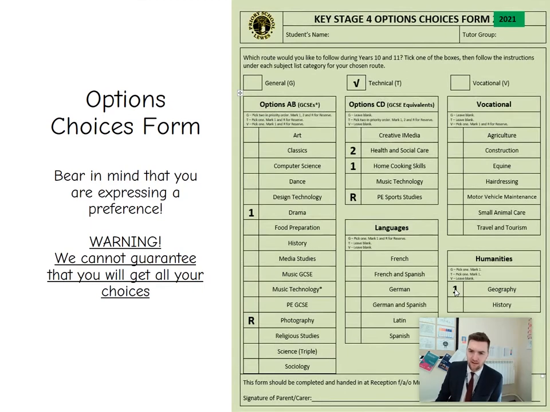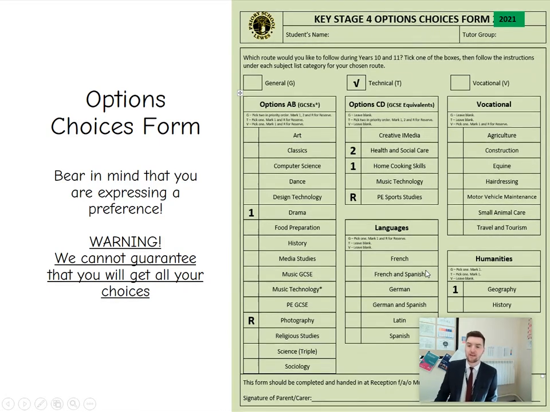Let's look at the next one. Imagine I want to do the technical route. I'm only allowed to choose 1 and mark 1 for a reserve. So I'm going to do drama. But in case I don't get drama, I'm happy with photography. Because I'm doing the technical route, I'm choosing from this block. Okay? I'm doing home cooking skills, health and social care, but if I don't get health and social care, I'm happy with PE sports studies. And of course, I'm going to choose humanities as well, and I've opted for geography.